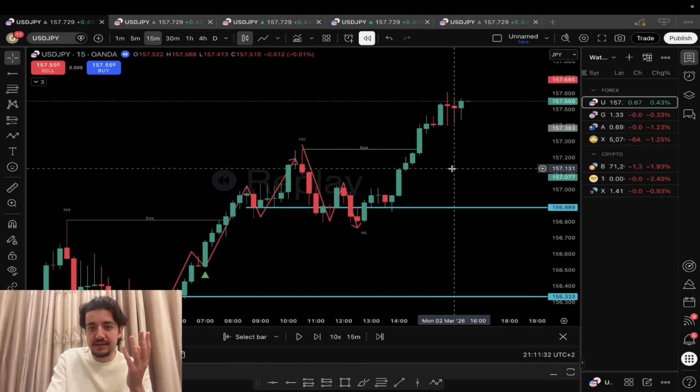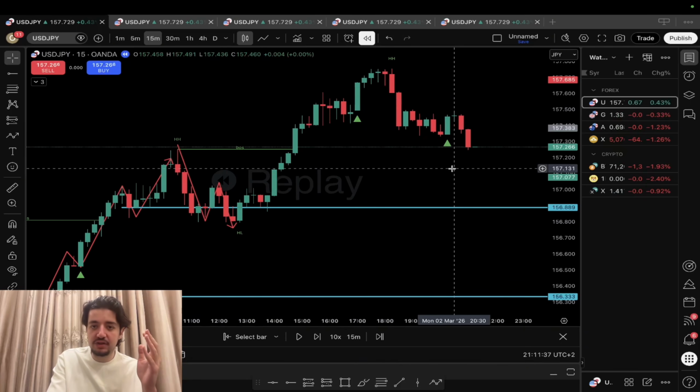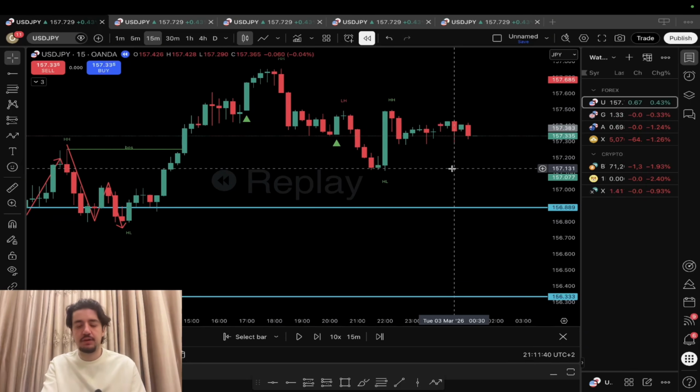Now we're on the 15 minutes. That's why the trend keeps shifting a lot. Usually on higher time frames, the trend doesn't shift that much, but yeah, that's it pretty much.